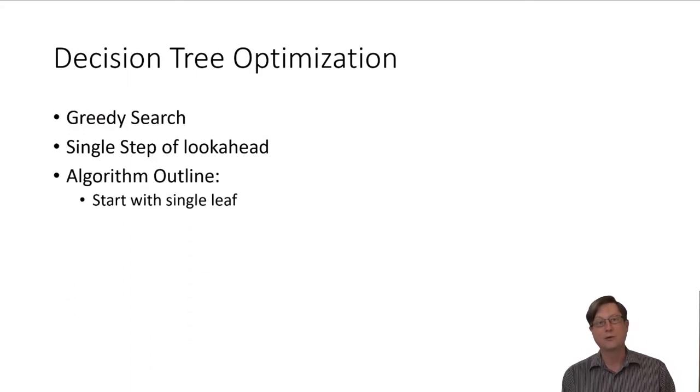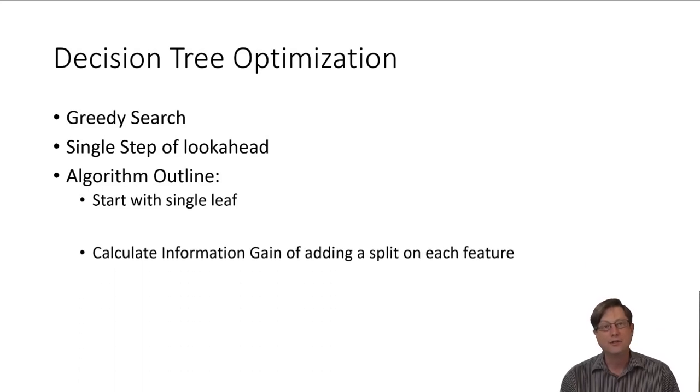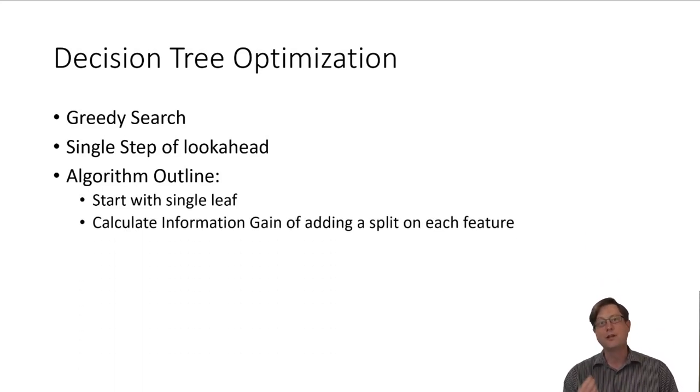So the outline of the algorithm is that you start with a single leaf. Your initial tree is just a leaf. All the training samples go to that leaf, and the distribution at the leaf is the same as the overall distribution of the class labels in your training data. Now, the next thing that you're going to do is calculate the information gain of adding every possible split that you have available to you to the tree. So convert that initial leaf into an internal node that tests each of the features according to every possible value that it could test it at.